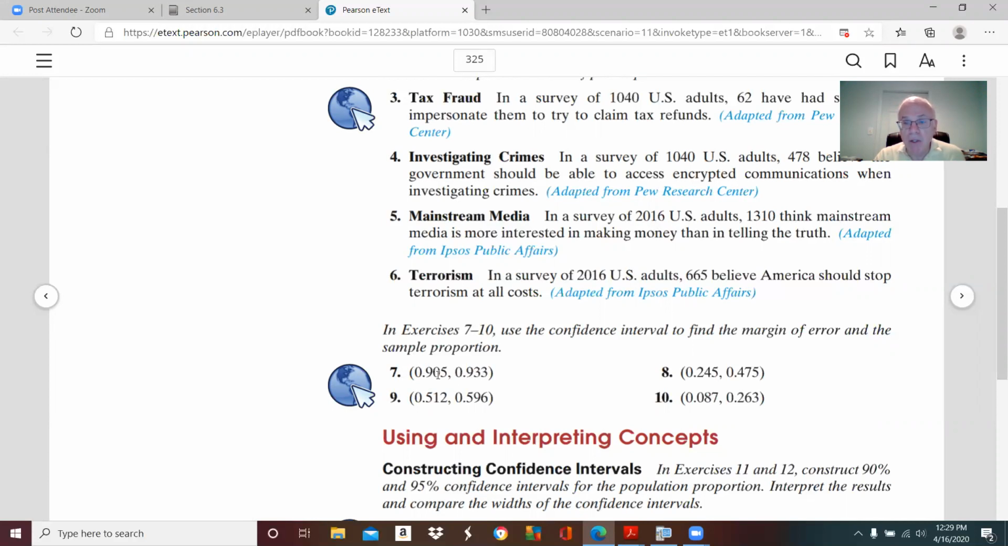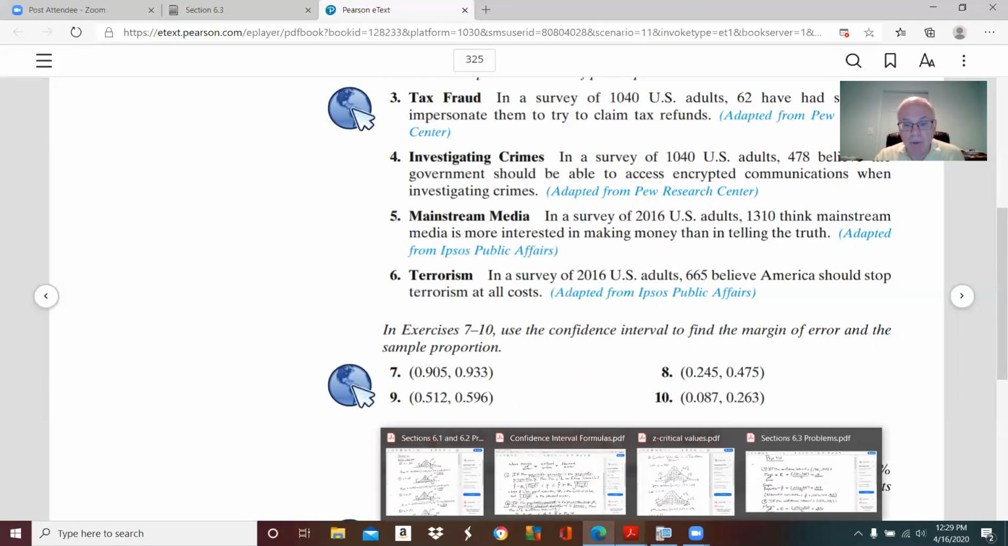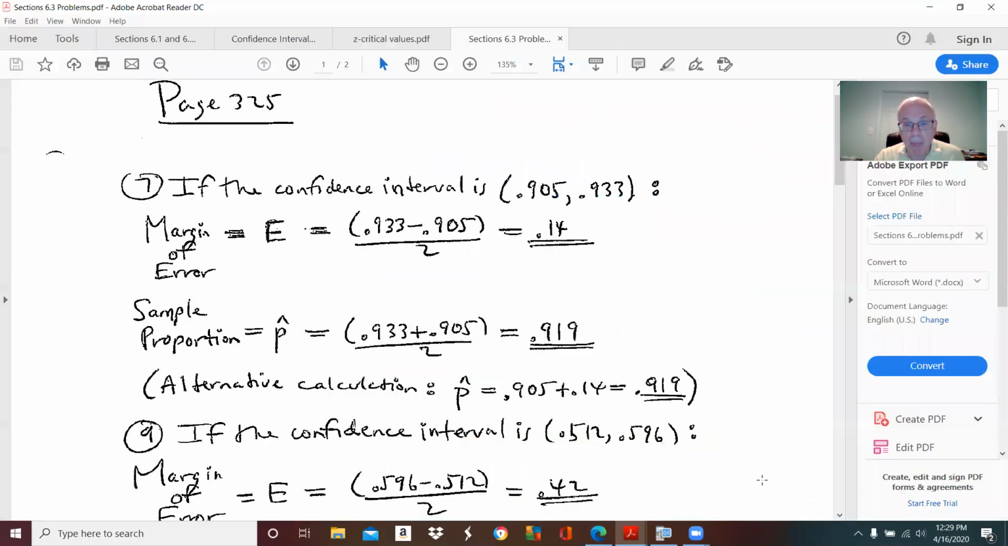How do we find the margin of error? Well, if the difference is 2 times E, that means 1/2 of this difference must be E, the margin of error. So that's how we do it. Go back to our solutions. So the margin of error is simply the right endpoint minus the left endpoint divided by 2.